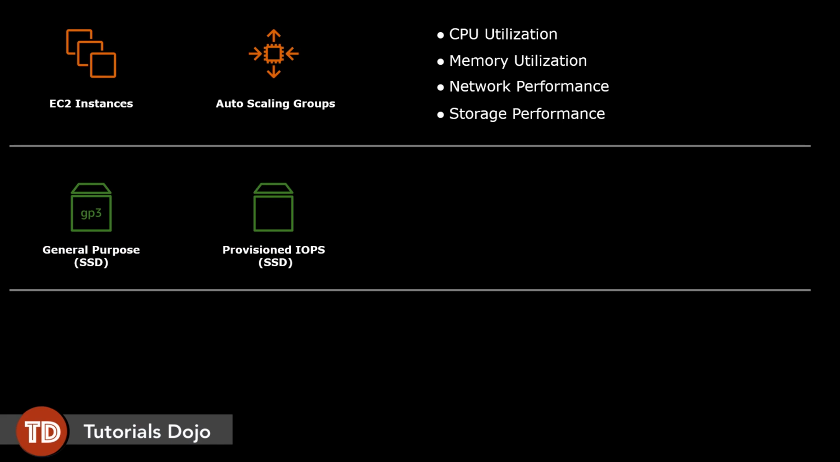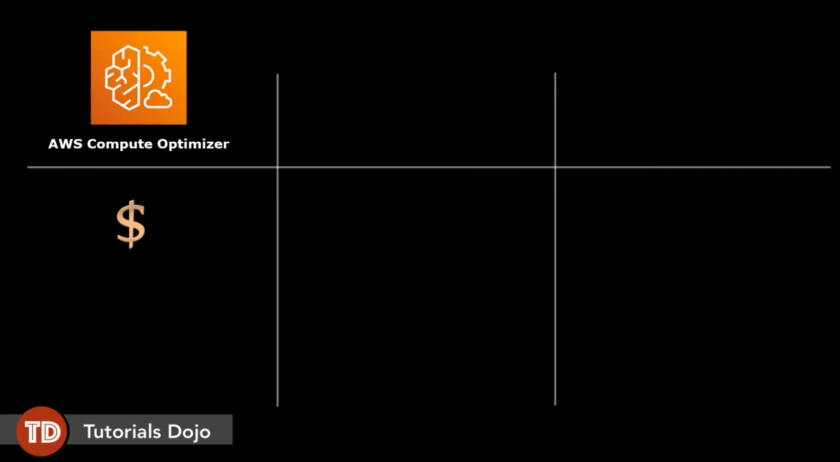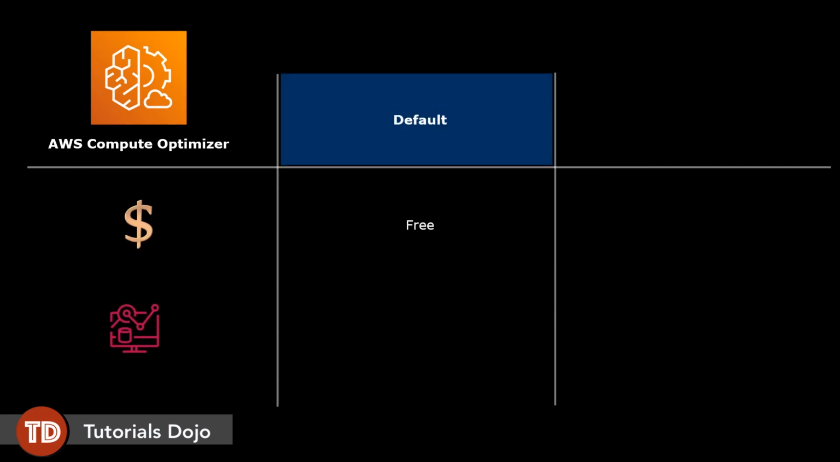For EBS, it analyzes throughput and IOPS and recommends optimal performance settings for general purpose SSD and provisioned IOPS SSD volumes. For Lambda, it recommends optimal memory configuration that identifies Lambda functions with over-provisioned memory size that can be downsized, or a compute-intensive Lambda function that needs more CPU by increasing memory size to reduce runtime, hence lowering costs. AWS Compute Optimizer is free by default and analyzes Amazon CloudWatch metrics from the past 14 days to generate recommendations.